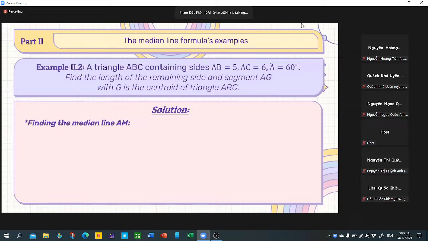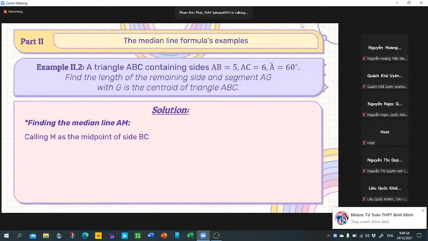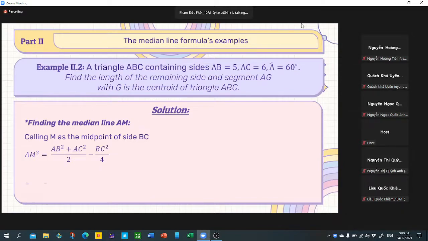Going on with finding the median line AM. Calling M the midpoint of side BC, we have AM squared equals AB squared plus AC squared over 2 minus BC squared over 4. And that equals 5 squared plus 6 squared over 2 minus the square root of 31 squared over 4. And that leads to AM equals the square root of 91 over 2.